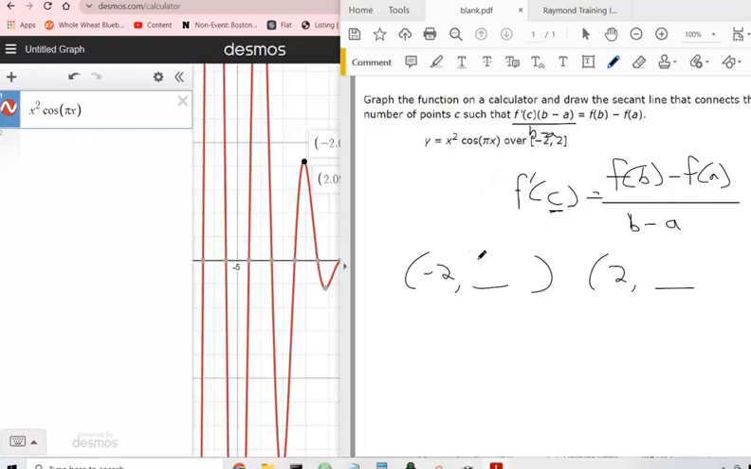+4 times 1 gives us 4, right? Same thing here. Plug in 2 for x. Cosine of 2 pi is 1. And 2 squared is 4. 4 times 1 is 4. So we calculate the slope between those 2 points. It's going to be 0.